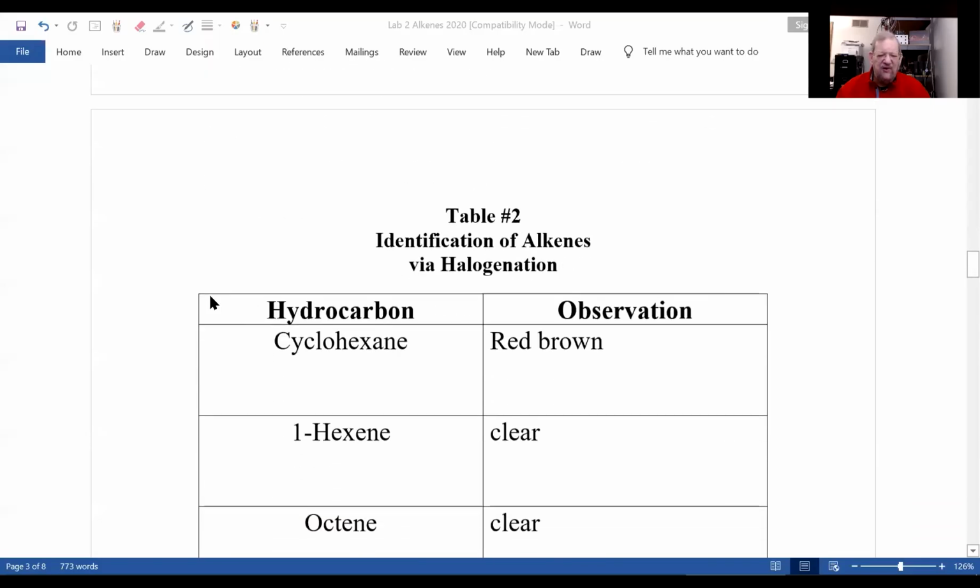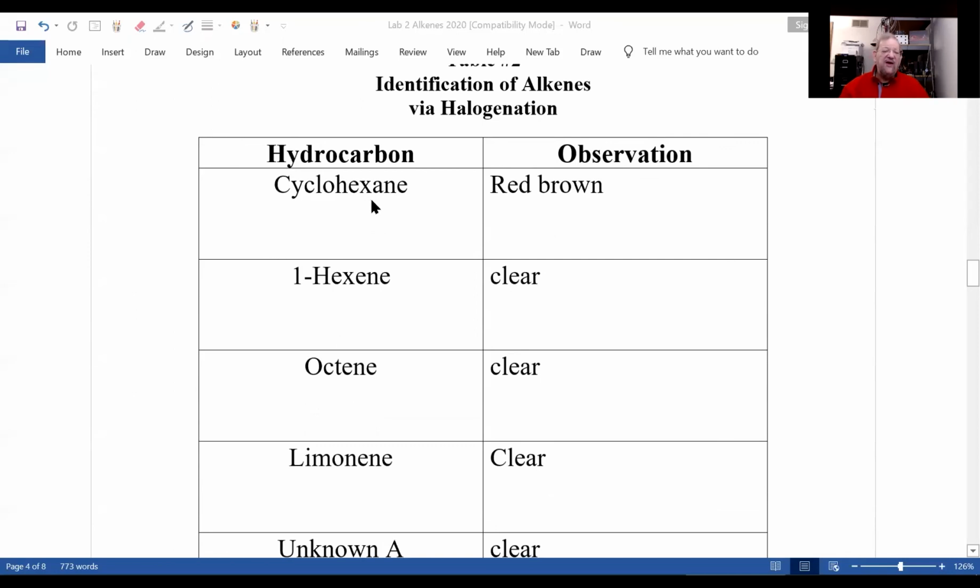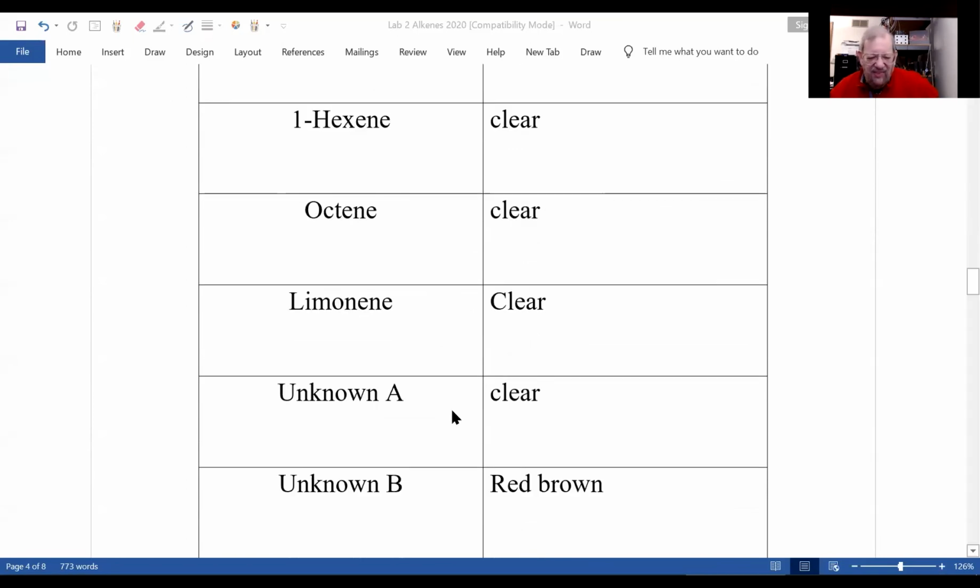Now, if we were to do this in the lab, cyclohexane has no double bond, and you would see when I put the bromine solution in there, it turns red-brown. 1-hexene, ooh, it's got a double bond. When I put it in there, it reacts and stays clear. Octene, and depending on what we have in the storeroom, sometimes this is 1 or 2 octene, stays clear.